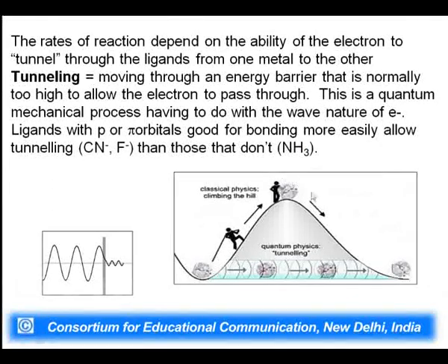This energy barrier, if we follow classical physics, is like climbing a hill. But when we follow the quantum mechanical process, it is like going from this side to the other side through a tunnel. Instead of climbing this hill, it goes through tunneling. So it is a quantum mechanical process, related to the wave nature of the ligands' p or pi orbitals. Tunneling from one side to another happens in the case of cyanide and fluoride ligands, but it does not happen in the case of ammonia ligands.